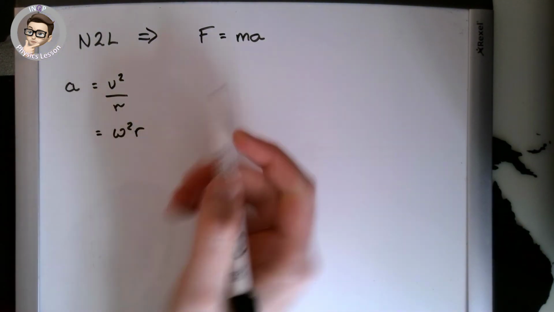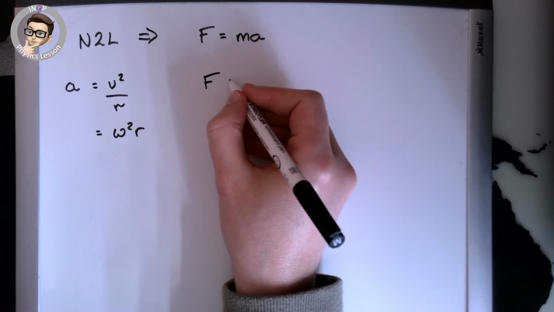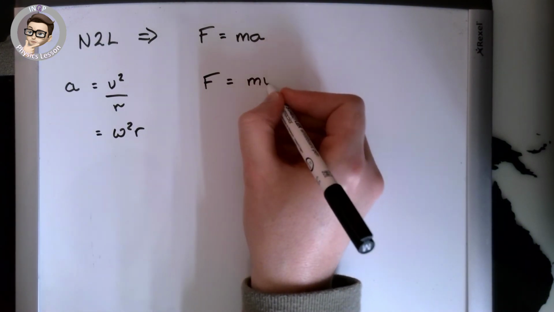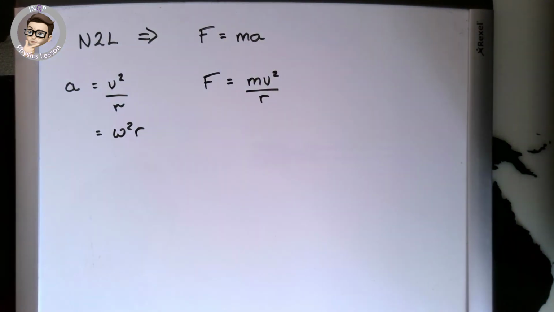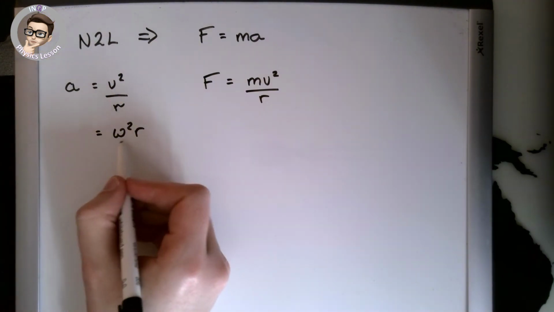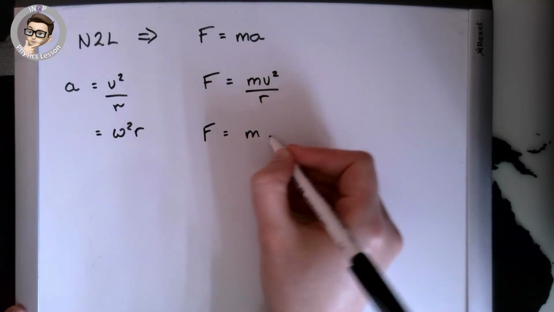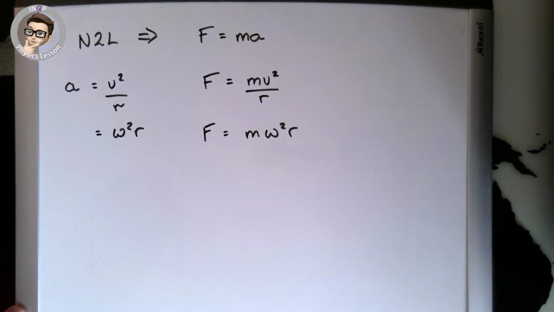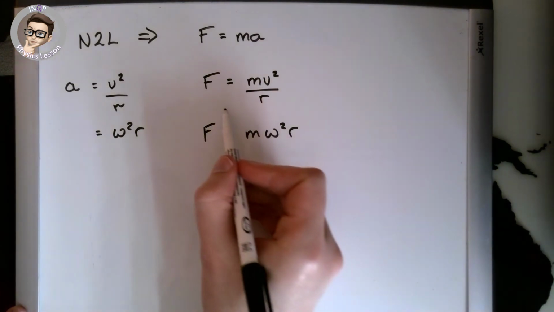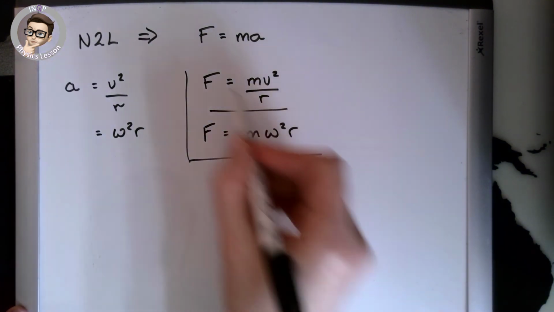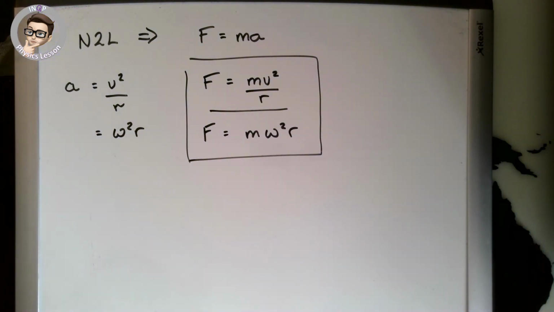So if a is v squared over r, then the force, the centripetal force in this case, is going to be F equals m v squared over r. And the centripetal force, if we're considering angular velocity, is going to be F equals m omega squared times by r. So two more important equations that you really should know, which will now allow us to calculate the centripetal force that comes with our circular motion.